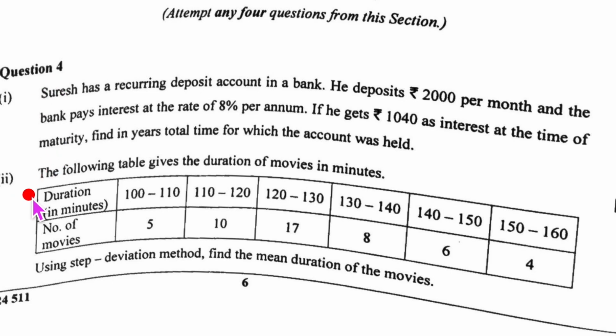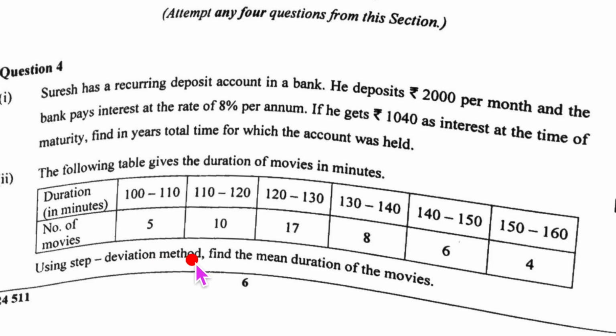Question 4, second part. The following table gives duration of movies in minutes, starting from 100 to 110 minutes going up to 160 minutes, and the number of movies is 5, 10, 17, 8, 6, 4. Using step deviation method, find the mean duration of the movies.